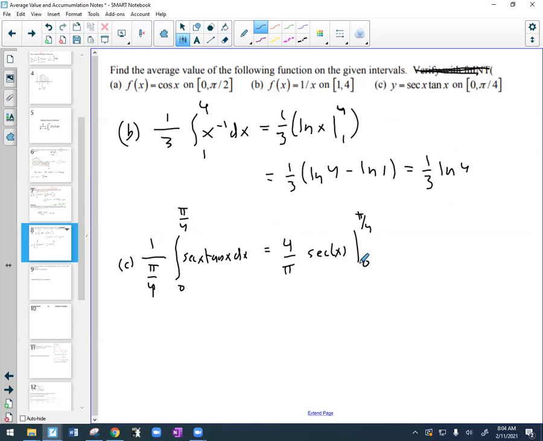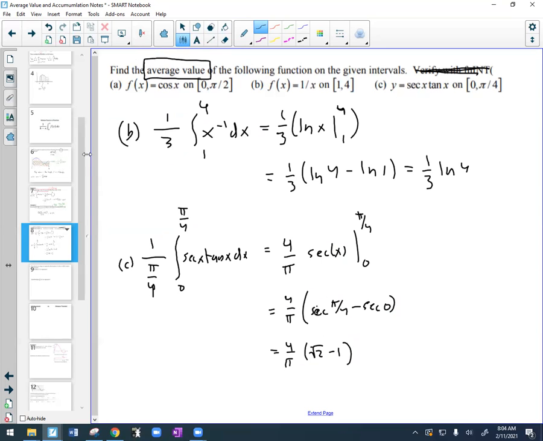You remember your unit circle, secant is 1 over cosine. Cosine pi over 4 is essentially root 2 over 2. So it's 4 over pi times, I'll write it out, secant of pi over 4 minus secant of 0. Secant of pi over 4 is square root of 2, and secant of 0 is 1. So this number is the answer. So that's how you do this: 1 over b minus a times the integral from a to b of the function. And that's for average value, remember, not average rate of change.